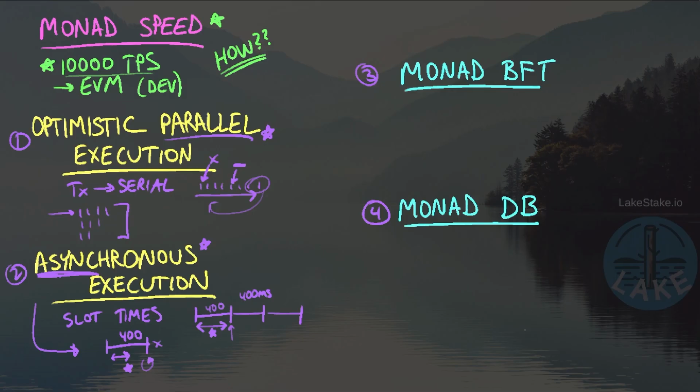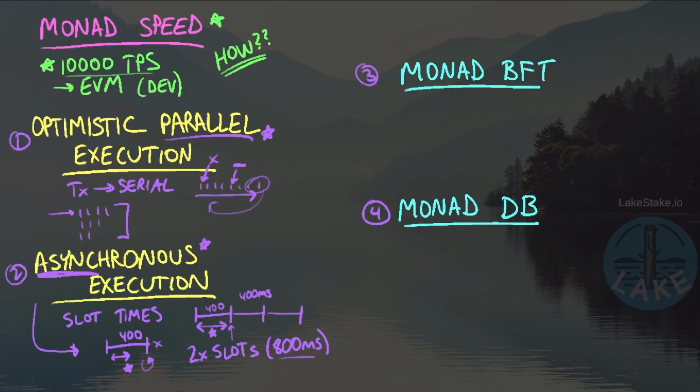And so this makes us even faster, which is why Monad says that we can achieve consensus in 2 slot times, which is 800 milliseconds. Absolutely incredible, especially compared to Solana, which is considered fast at 12.8 seconds. But by comparison, that's an eternity compared to 800 milliseconds.